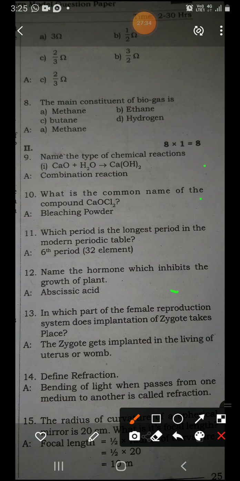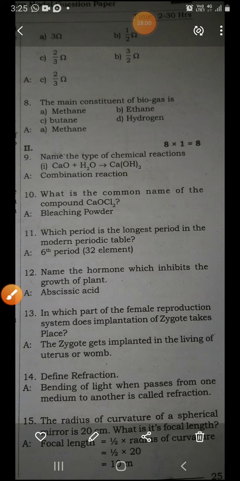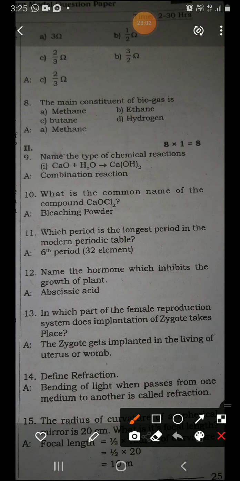Okay, this may be exempted from your syllabus, because the first chapter, chemical reactions and types, is exempted. But here a question is still given: name the type of chemical reaction. CaO plus H2O gives Ca(OH)2. That is a combination reaction, because two substances combine to give a single product. So the first answer is combination reaction.